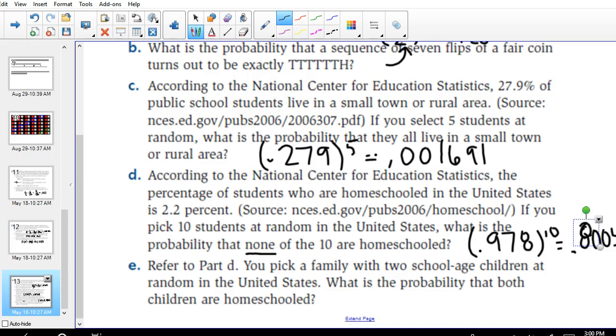For E, it says refer to Part D, you pick a family with 2 school-aged children at random in the United States. What is the probability that both children are homeschooled? Now, in this case, we are talking about something that is not independent, because we're going to pick a family with 2 school-aged children. So we've got all of the families in the country that have 2 school-aged children. We're going to pick one. What's the probability that both are homeschooled? This is not independent, because if one child is homeschooled, it is more likely that the other child is also homeschooled. Parents don't just randomly choose to homeschool. Typically, if they're going to homeschool, they homeschool all of their children. Not in every case, but it's much more likely. So for E, this would not be a case where we could apply the multiplication rule, because these are not independent events.